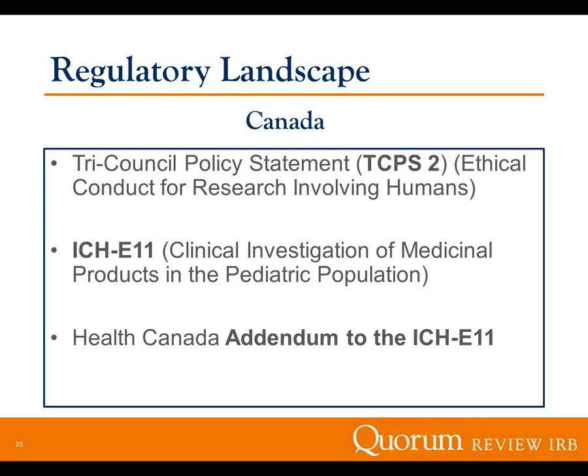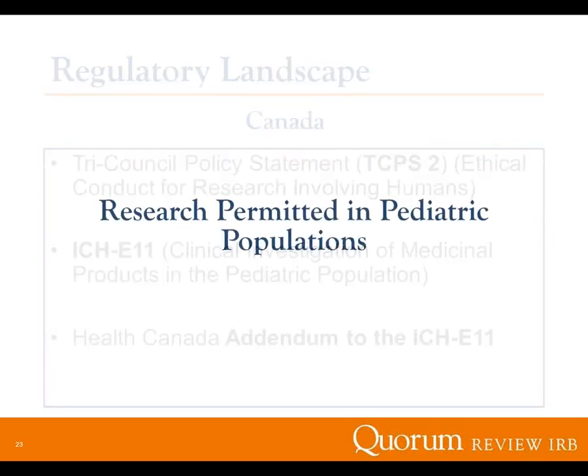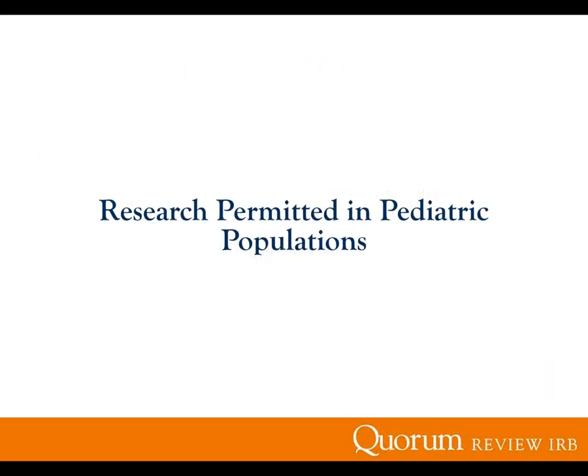Then specifically related to children, you have the ICH E11 document, Clinical Investigation of Medicinal Products in the Pediatric Population. Here, Canada actually gets into very specific instances of conducting research in pediatric populations. And Health Canada took it a step further and added to this document an addendum to further explain issues related to research in children. So those are the regulations, guidance documents, and acts that we should consider when we're talking about research in pediatric populations. That's not all-inclusive, but again, I really wanted to point out the main regulations that we'll be considering today.